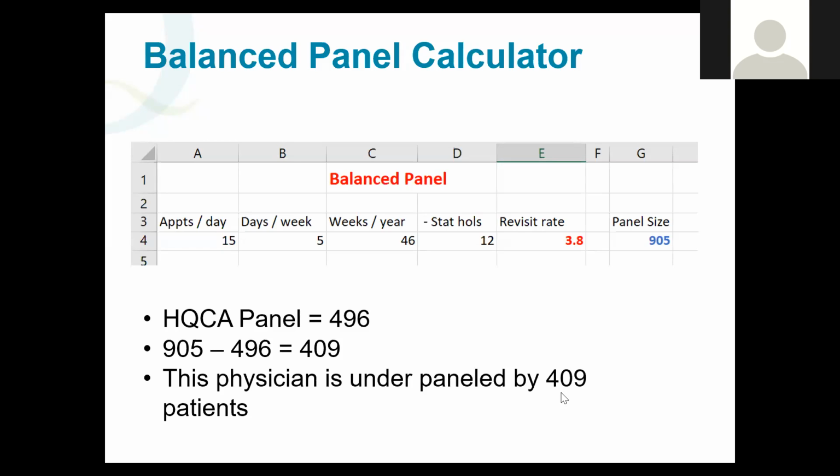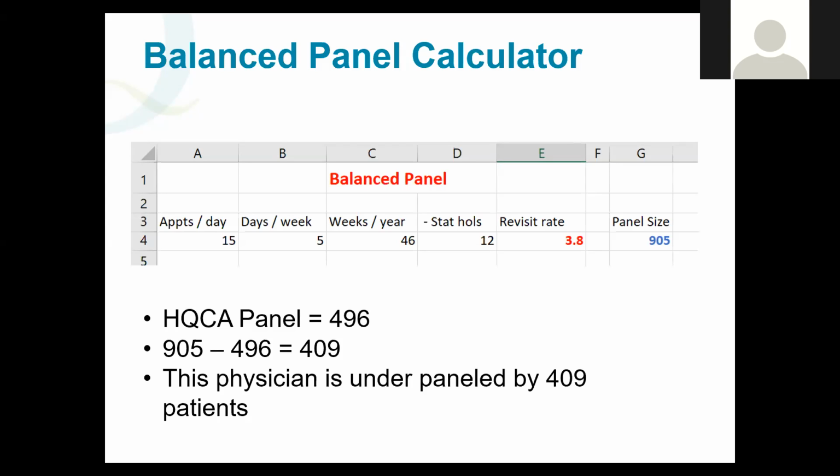I think the other thing we have to look at, and there's information we can get out of the HQCA report on this: this is a pretty big underpanel of 409 patients, but there are other factors you might want to look at. Did this physician take over a panel from a doctor that had retired? Maybe they have older patients, and you can look in the HQCA report and see if these physicians' patients are actually older and if their burden of illness is greater.